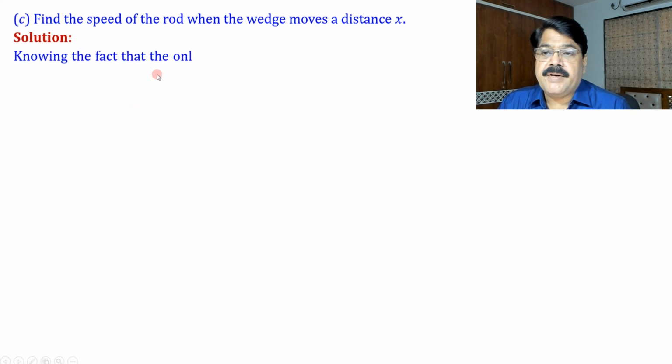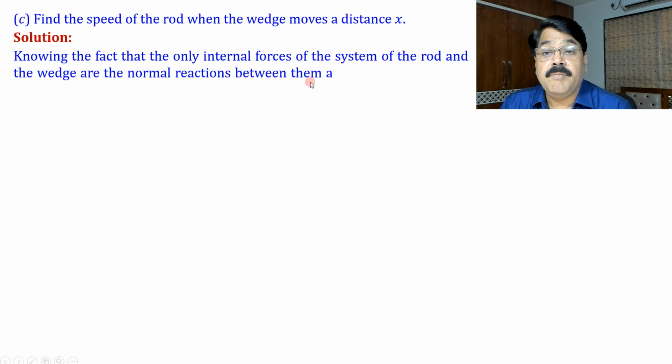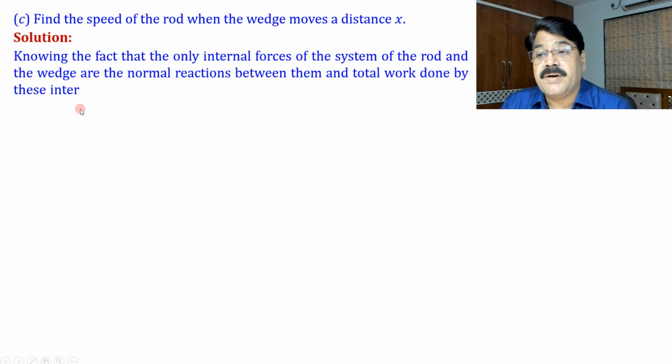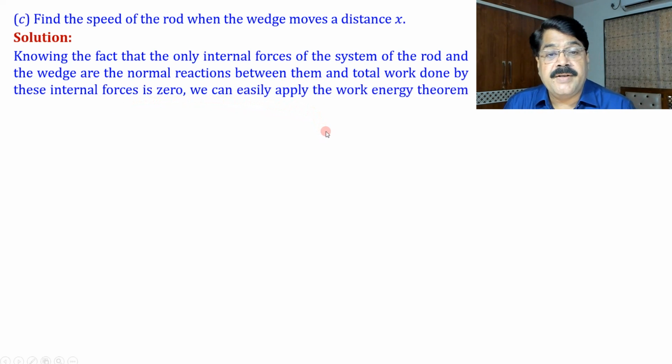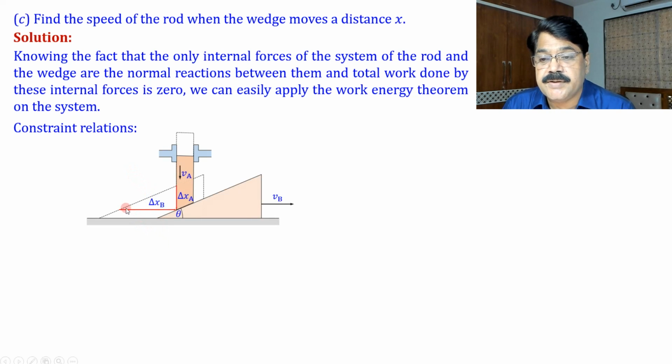Knowing the fact that the only internal forces of the system of the rod and the wedge are the normal reactions between them, and the total work done by these internal forces is 0, we can easily apply the work energy theorem on the system as a whole. And the constraint relation we have obtained earlier. So what is the constraint relation? That is delta xa is equal to delta xb tan theta. Now delta xa is equal to x tan theta because delta xb is given to be x.